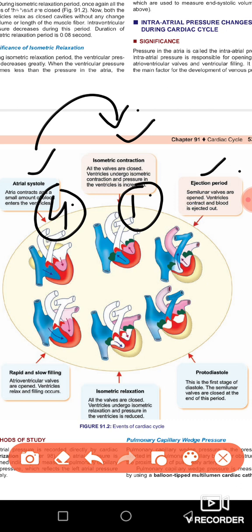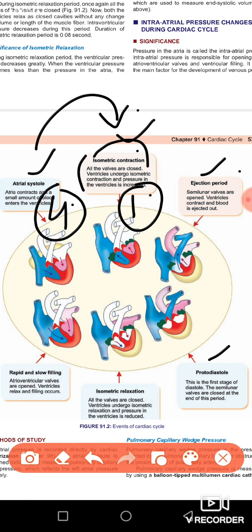In the ejection period, blood from the ventricles moves to the aorta and the pulmonary arteries. In this period the semilunar valves open, and one thing you should remember is that whenever the valves open there is no production of sound. The next period is the protodiastolic period. This is the first stage of ventricular diastole.